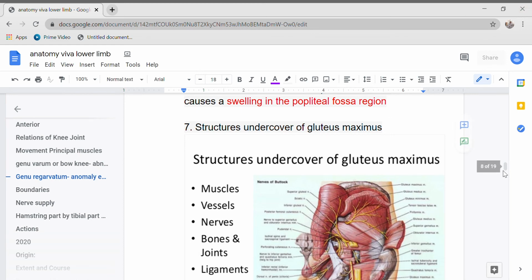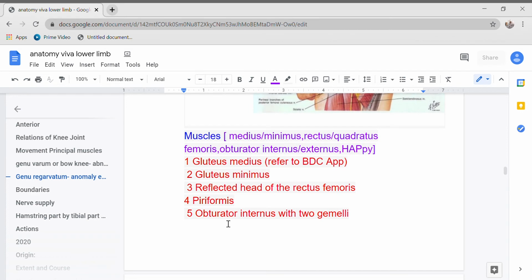So let us see about the structure under the gluteus maximus mnemonic part. How to remember every muscle, nerve, vessel, all bursae, bones and ligaments. Let us see. So muscles you can remember in a logical way. You have medius, minimus, rectus and quadratus femoris, obturator internus and externus, and last is HAPPY.